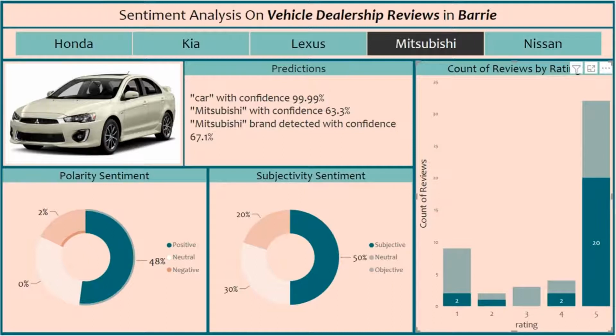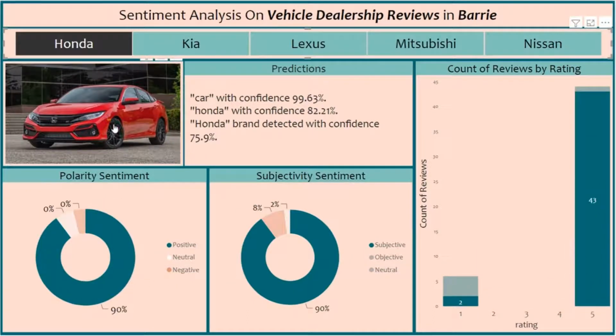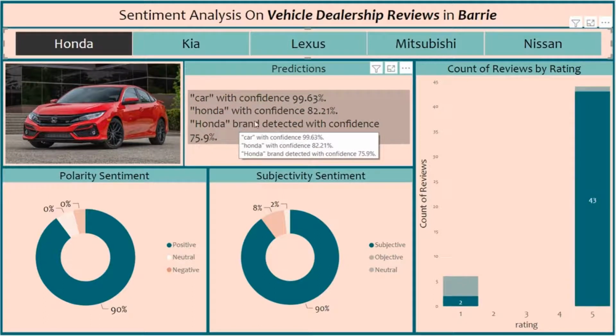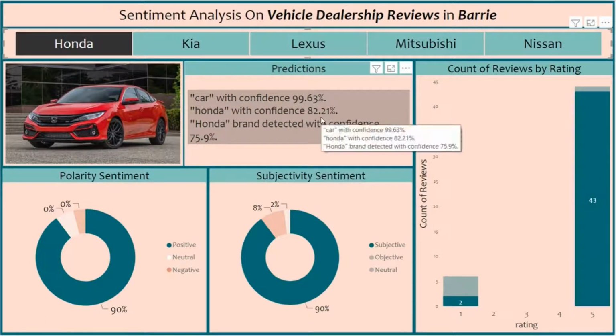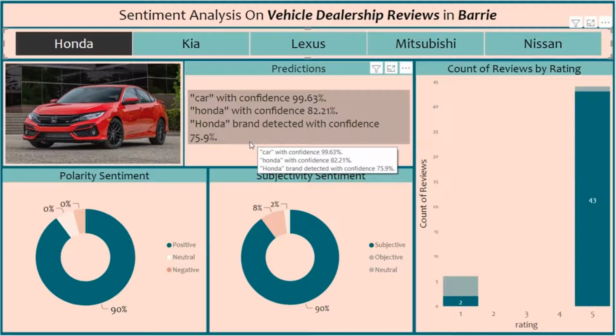To make it more compelling, we created 5 button filters, one for each dealership. So let's start with the Honda. If I click on the Honda, we get the image of the Honda, and here we get the prediction. It has successfully predicted 99% as a car, 82% as a Honda, and 75% as a Honda brand.